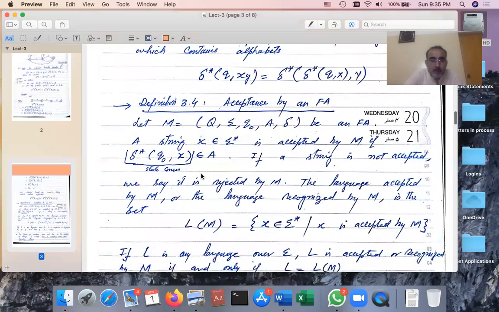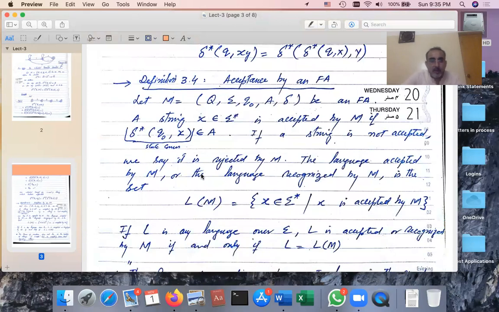So anyhow, another one. There is another definition, acceptance by an FA. How can we say that some FA is accepting something? How can we elaborate the acceptance property of an FA? It is very much simple. This is not something difficult.